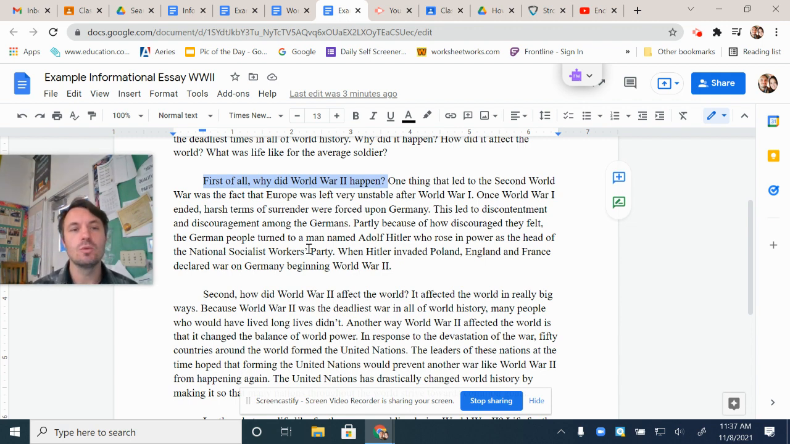One thing that led to the Second World War was the fact that Europe was left very unstable after World War I. Once World War I ended, harsh terms of surrender were forced upon Germany. This led to discontentment and discouragement among the Germans. Partly because of how discouraged they felt, the German people turned to a man named Adolf Hitler, who rose in power as the head of the National Socialist Workers' Party. When Hitler invaded Poland, England and France declared war on Germany, beginning World War II. Okay, that was my first main body paragraph.